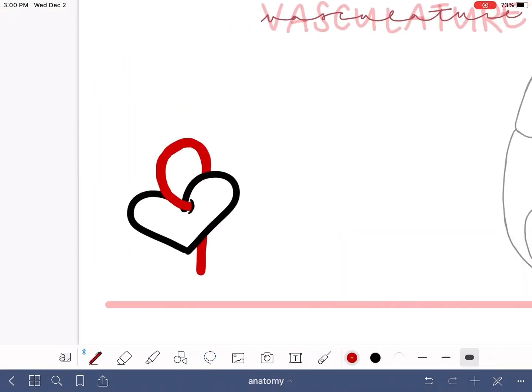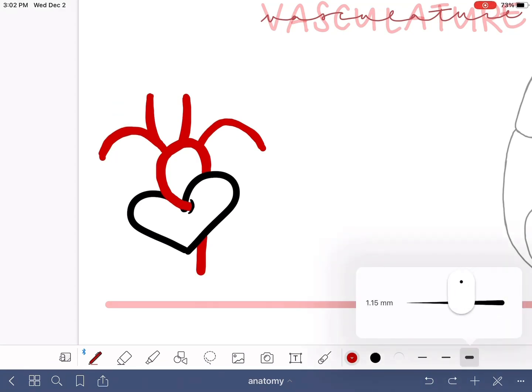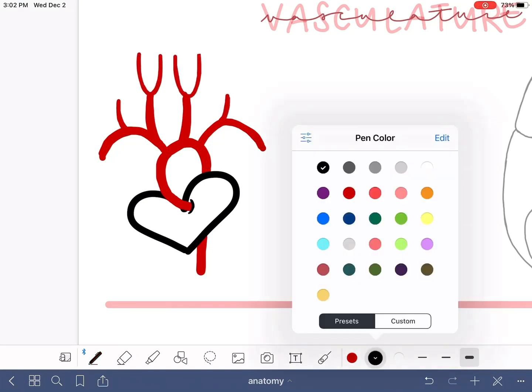So I drew this little photo of the heart. The aorta is coming out of the left ventricle, and then we see the aortic arch, and it's splitting off into many different little branches or arteries that are going to supply the head and neck. And I'm going to talk about them a little bit. I'm just getting it all drawn out here.